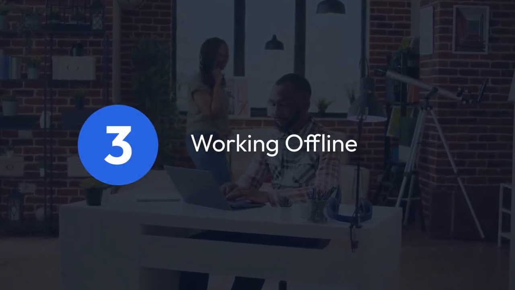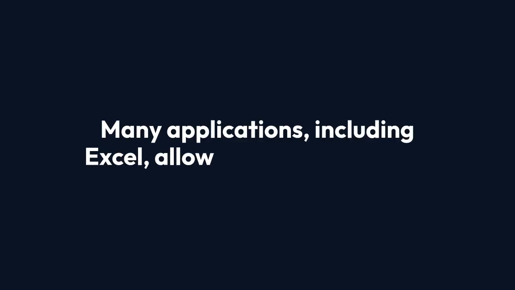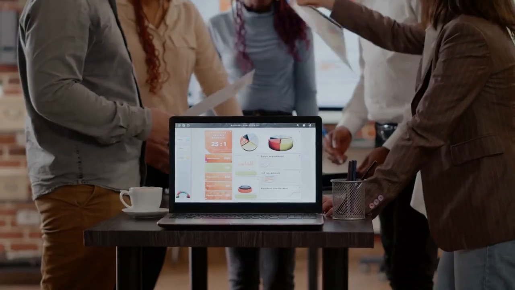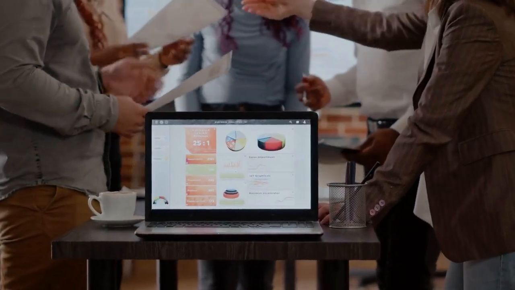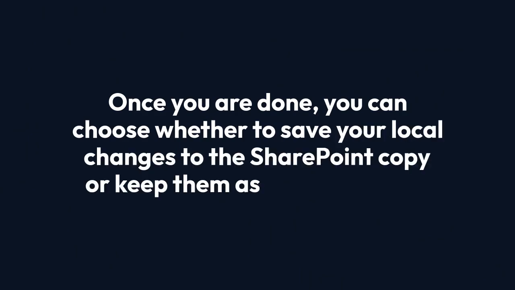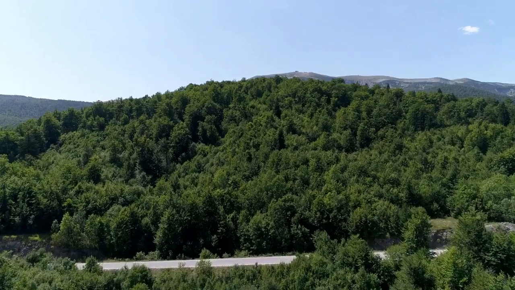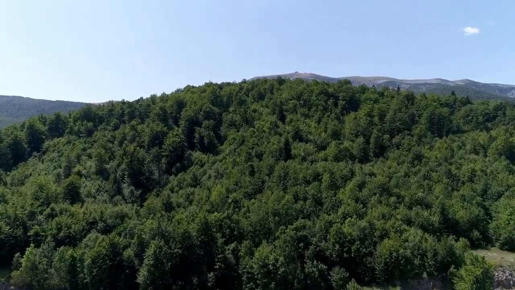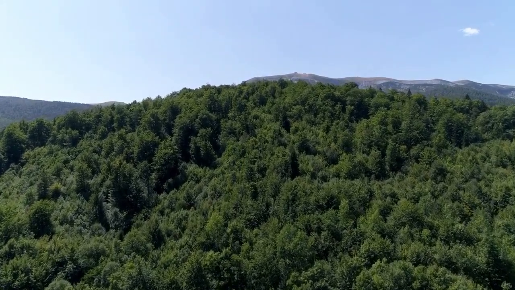3. Working offline. Many applications, including Excel, allow you to work offline. This feature lets you make changes to a locally saved copy of your SharePoint file without immediately synchronizing them back to SharePoint. Once you are done, you can choose whether to save your local changes to the SharePoint copy or keep them as a separate file. This method works well for temporary modifications without impacting the SharePoint version.